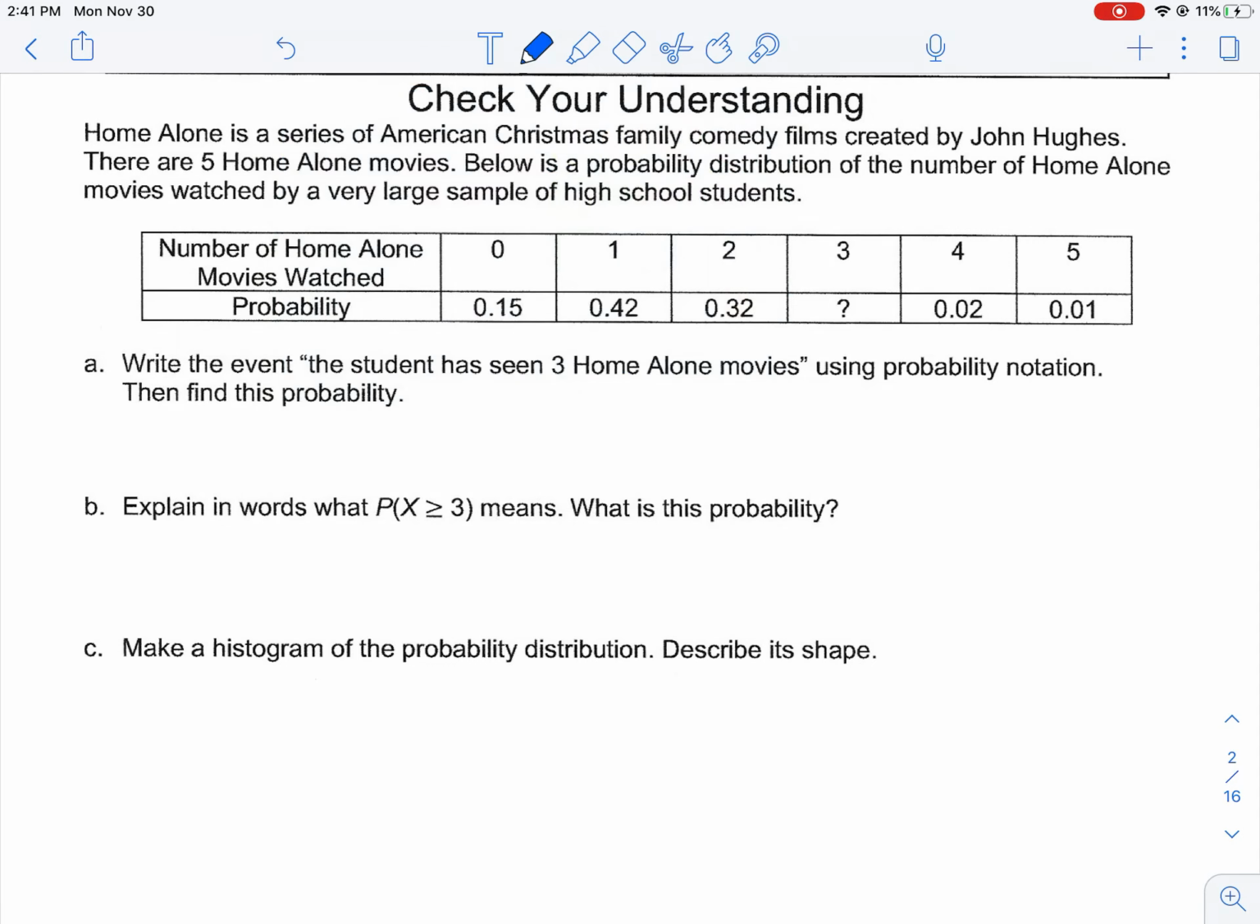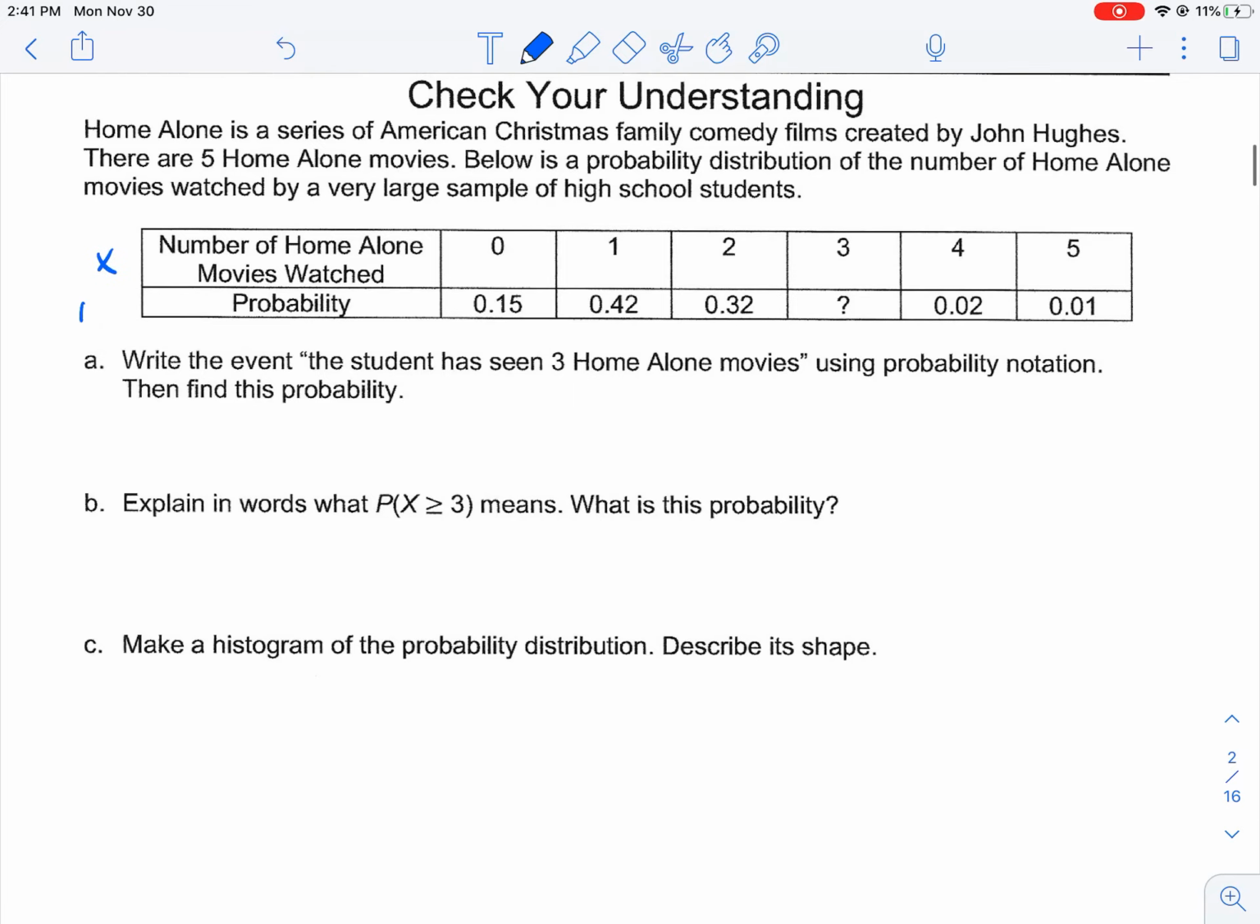Home Alone is a series of American Christmas family comedy films created by John Hughes. There are 5 Home Alone movies. Below is a probability distribution of the number of Home Alone movies watched by a very large sample of high school students. So up here, this would be our X, and it's 0 through 5. Down here is the probability of each one of those events happening.